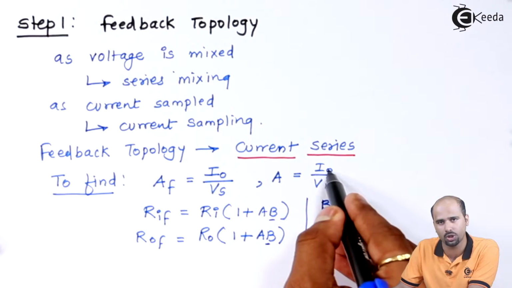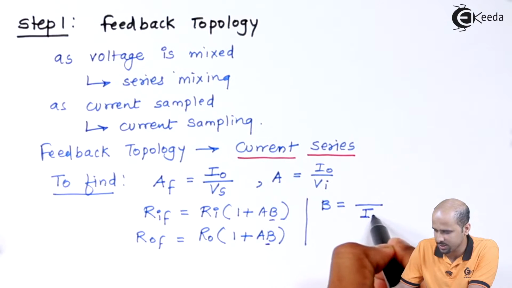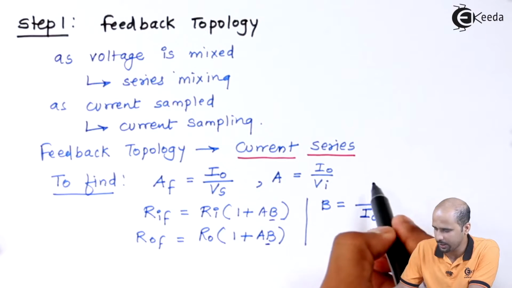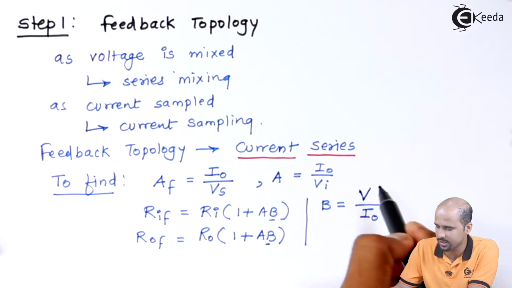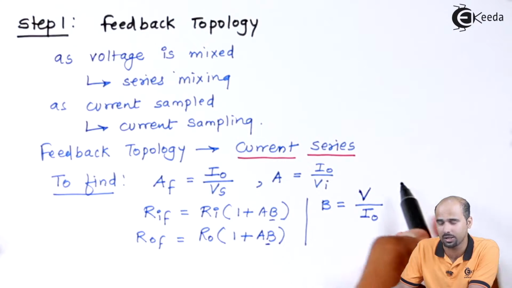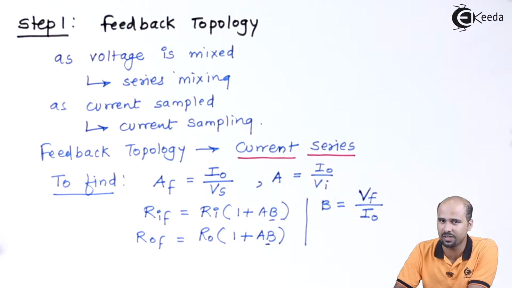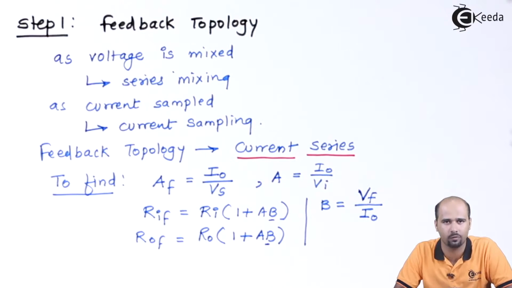So whatever output parameter I am getting, that I will keep at the denominator, because it is nothing but the input for the feedback block, right? And what is the feedback parameter? That is nothing but the same as the input parameter, but with feedback, VF, right? With a different value, the parameter will be the same. VF divided by IO is nothing but B.